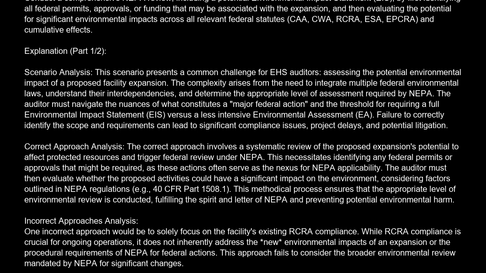This methodical process ensures that the appropriate level of environmental review is conducted, fulfilling the spirit and letter of NEPA and preventing potential environmental harm.